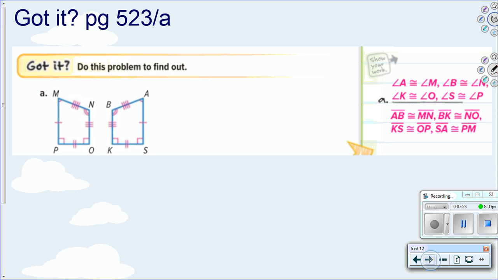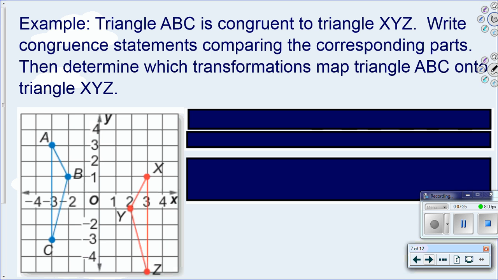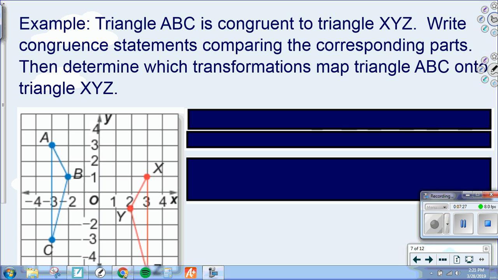All right, final example that we're going to do today. It says triangle ABC is congruent to triangle XYZ. Write congruent statements comparing the corresponding parts, then determine which transformations map triangle ABC onto triangle XYZ. So we're going to be doing today's lesson, but then we're adding on yesterday's lesson from 7.1, figuring out which transformations will give us the end result.